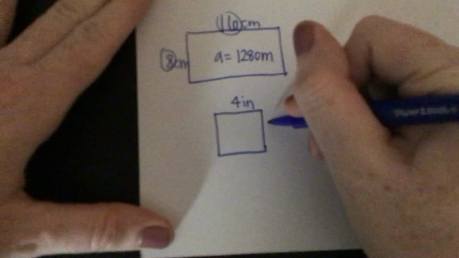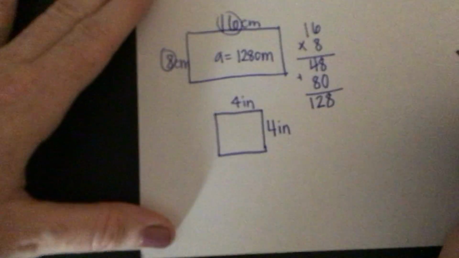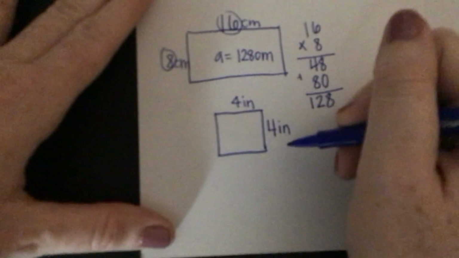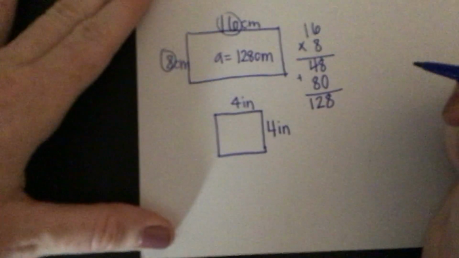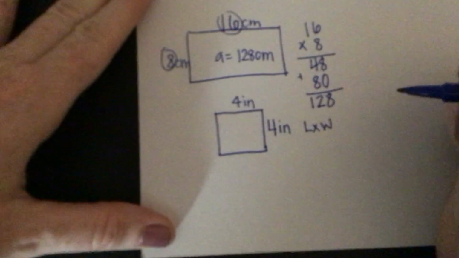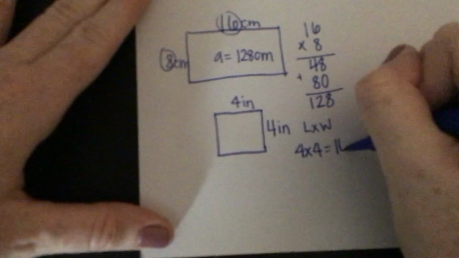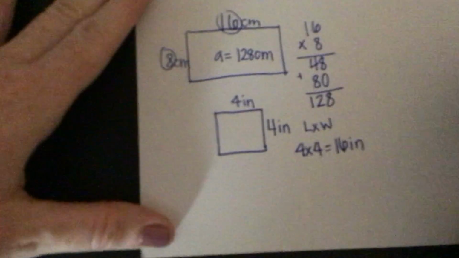So that means that each side is going to be 4 inches all the way around. So if we were going to find the area of this square, I just did a 4 in 2 different ways. If we're going to find the area of the square, we are still going to use length times width. So it would be 4 times 4, which we know would be 16, and that'd be 16 square inches.